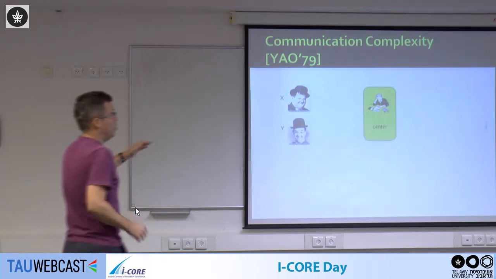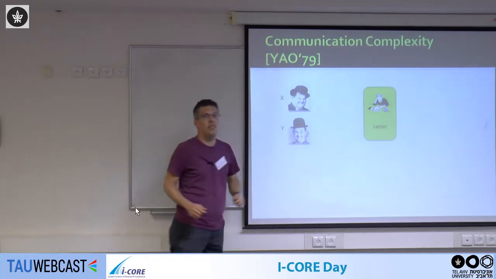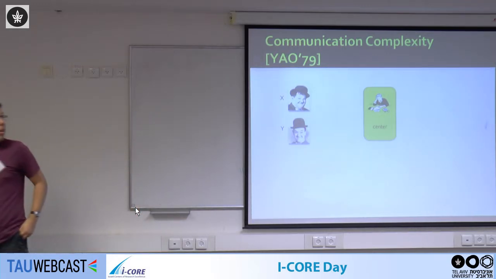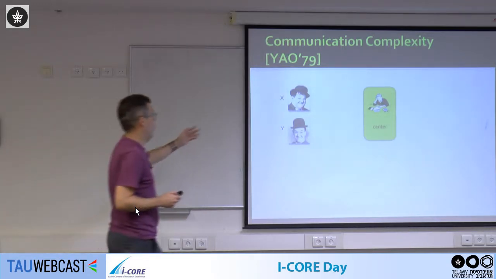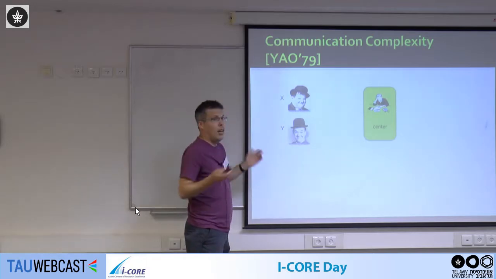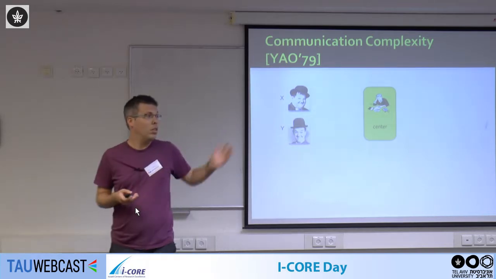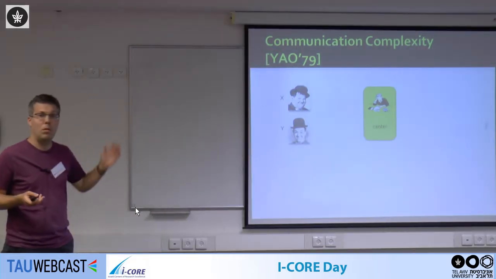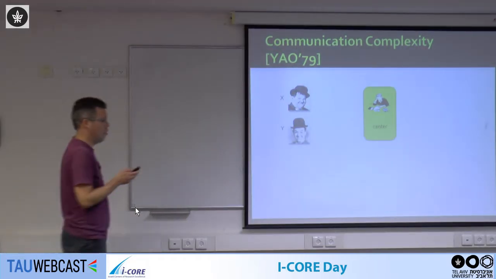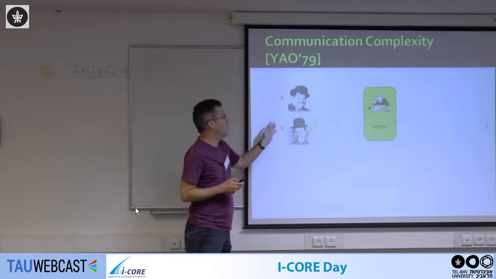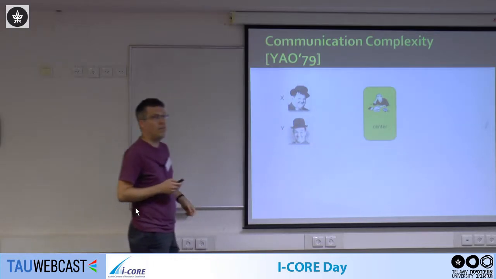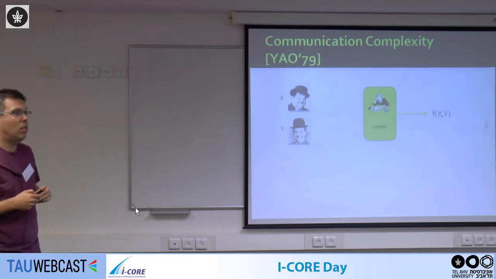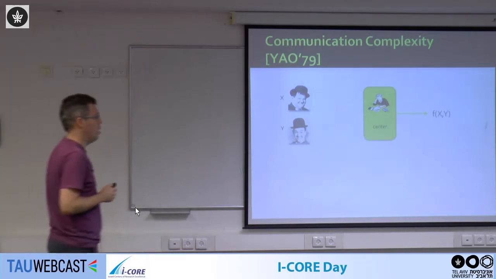So we have two players with inputs x and y, and they're interested in computing some joint function f of x and y. f can be, for example, the equality function, does x equal y, or maybe if we think about x and y as two numbers, whether x is greater than y. So they exchange some bits until the center observes this exchange, has enough information, and can output the value of f at x and y.